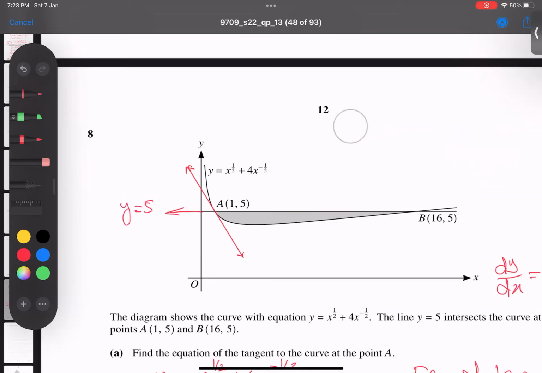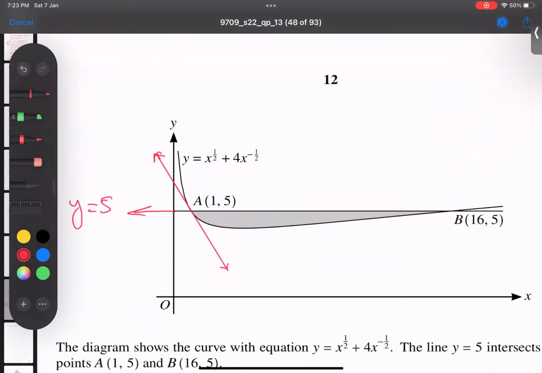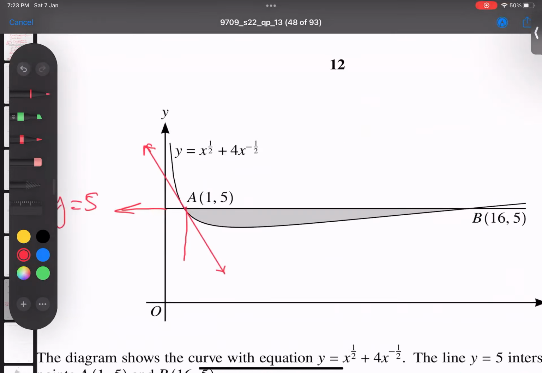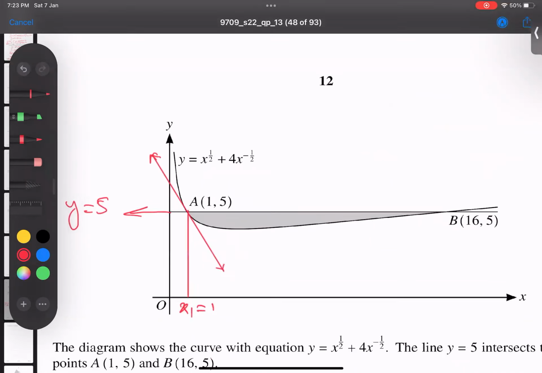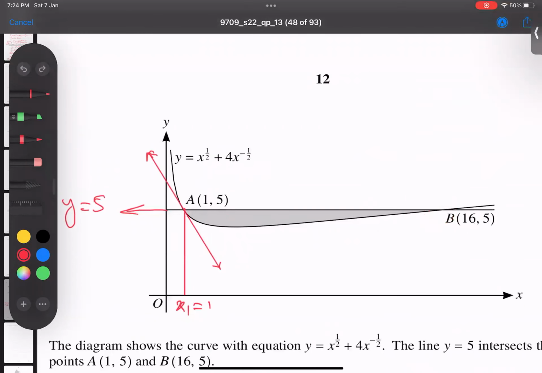And now I can do it easily. What is the plan of action? Here, the point of intersection is where x value is 1. So the lower limit is 1. And here, the point of intersection is very, very clear. x is equal to 16. And what is the plan of action? Above the shaded area, what shape do we have? The line is above and below is a curve. And the rule is line integration minus curve integration.